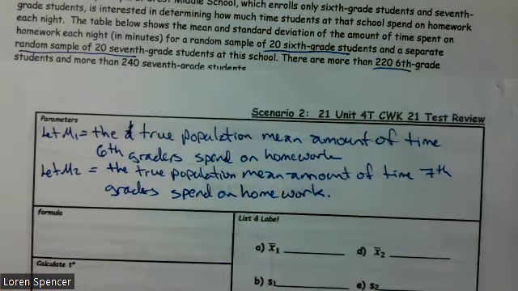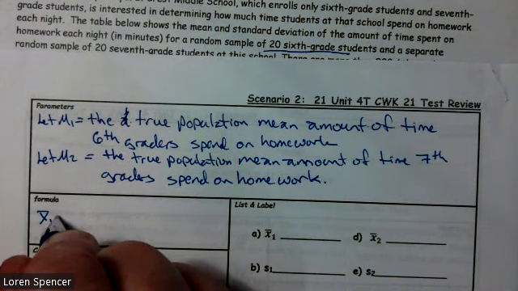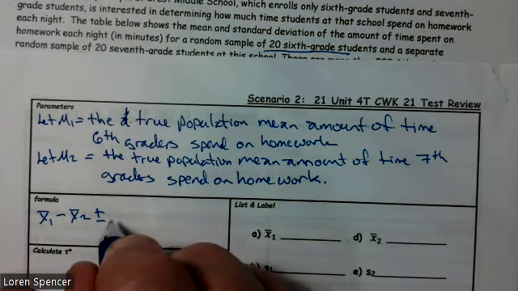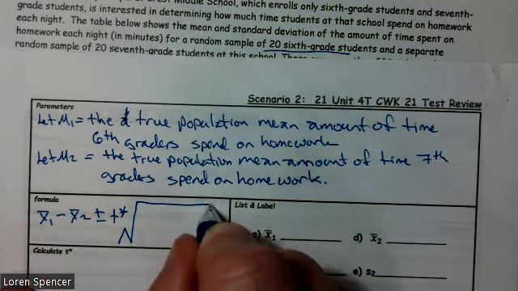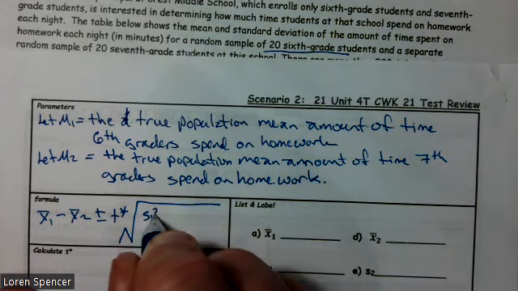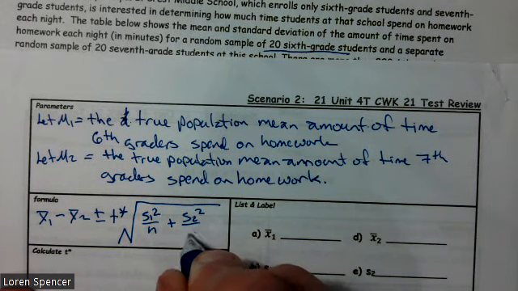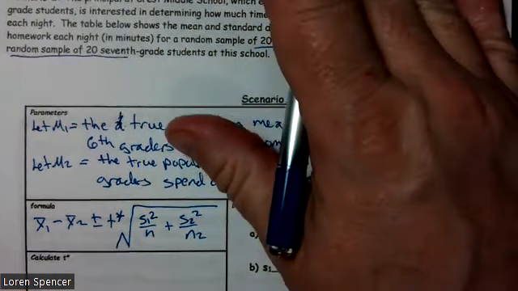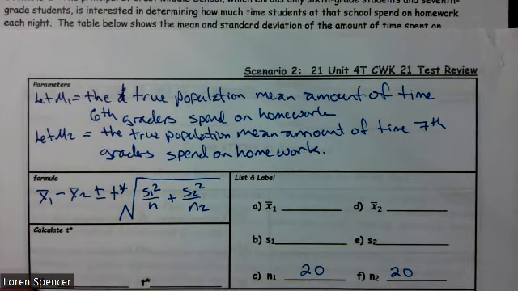All right, our formula. X bar 1, sample mean 1, minus sample mean 2, plus or minus t star times the square root of s1 squared over n1 plus s2 squared over n2. All right, so let's start filling it in. We know we had sample sizes of 20 for both of them, so that makes it easy. We'll go ahead and hit those first. So we got the sample sizes of 20.